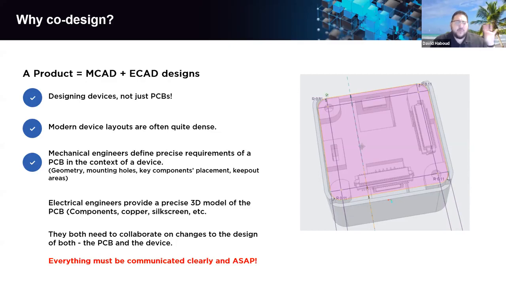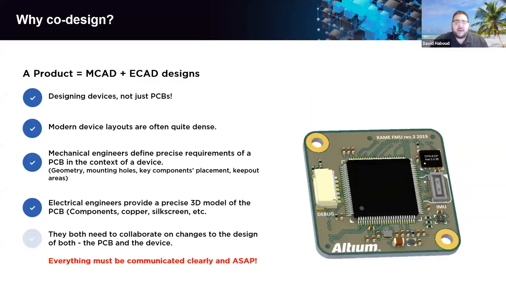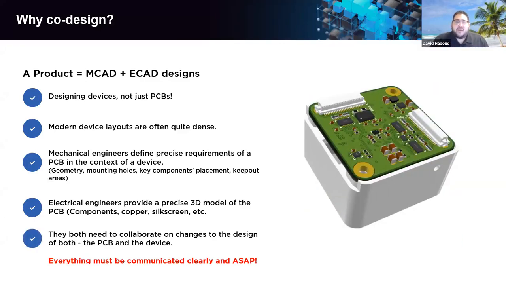And we're going to look at that a little bit more when we start making this board in the demonstration. Then when we look at the electrical engineer's role, we need to see how they define precise 3D models for the PCB. So they're defining the components, the copper, and the silk screen of these individual boards. But it's really important that they collaborate on these changes and that they're doing this quickly and they're going back and forth. And if these changes are not communicated clearly and quickly, you have a huge problem.